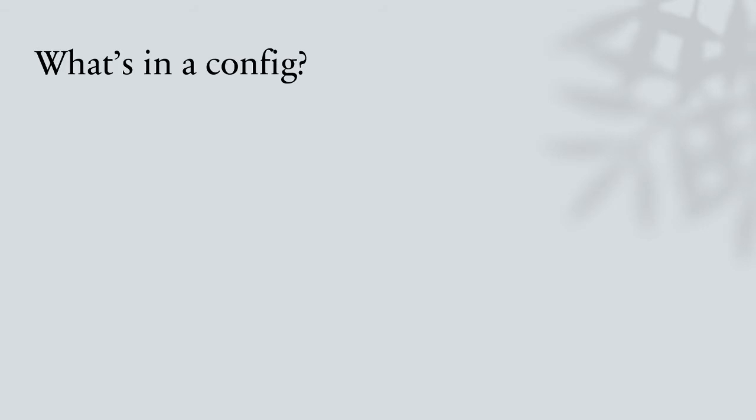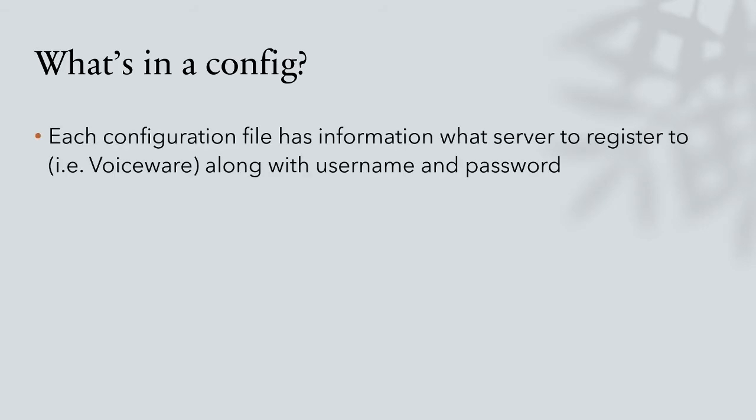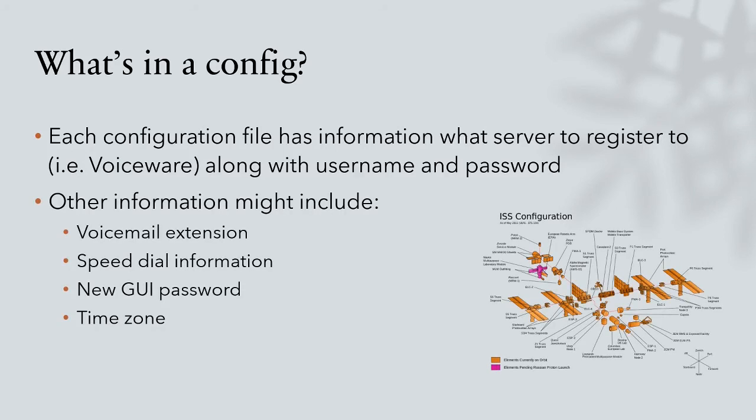So what's in the config? Well, each configuration file has information on what server to register to along with the username and password, but it can also include other information like the voicemail extension, speed dial information, new GUI password, and that's for the phone's GUI, the time zone, etc.